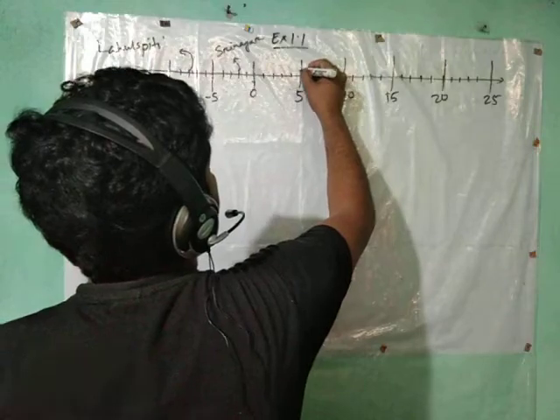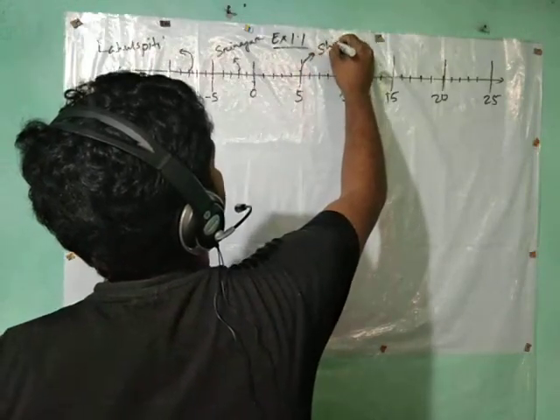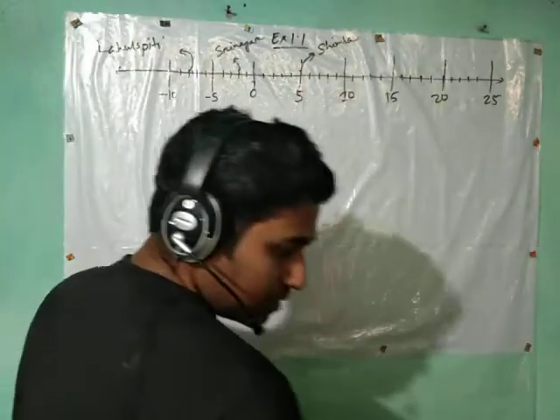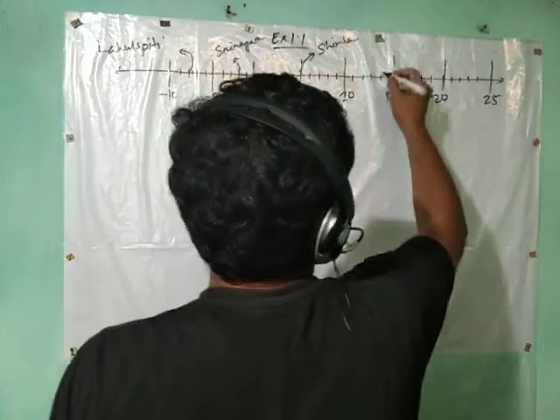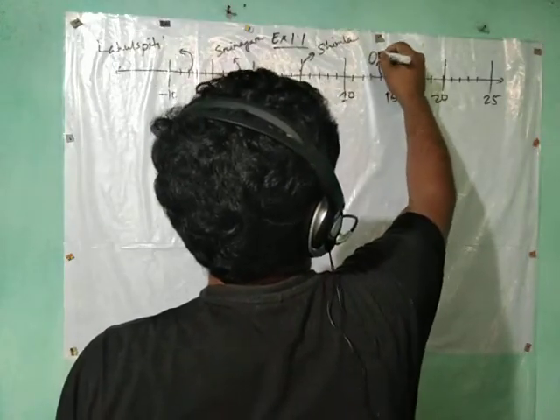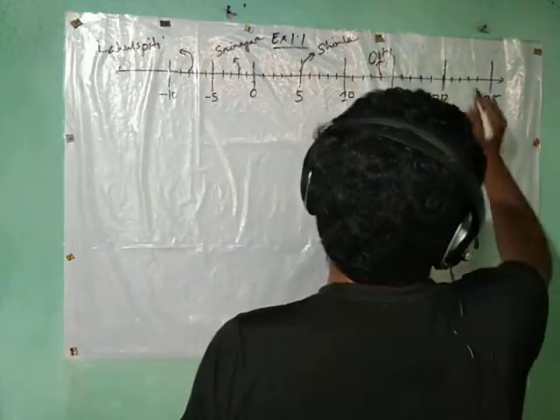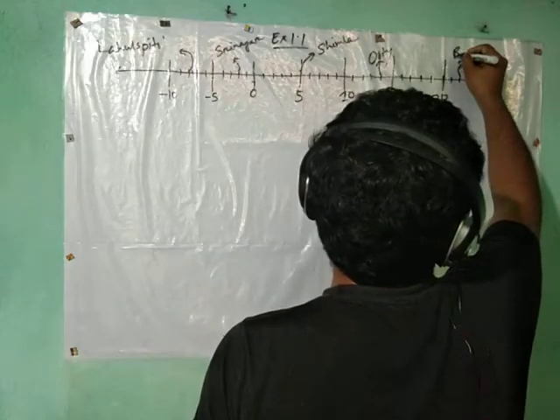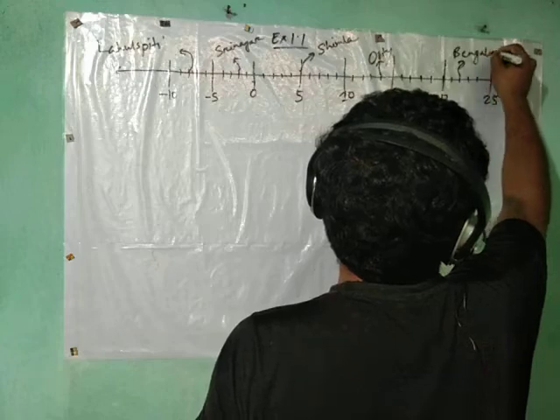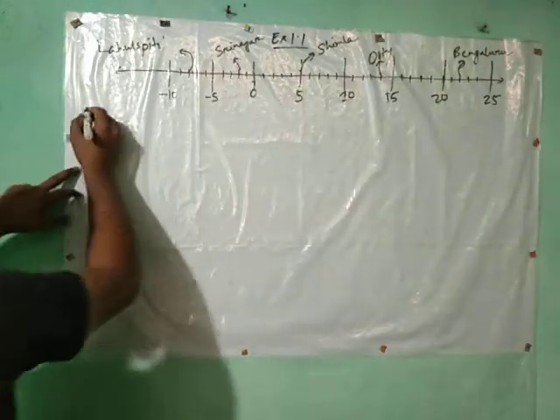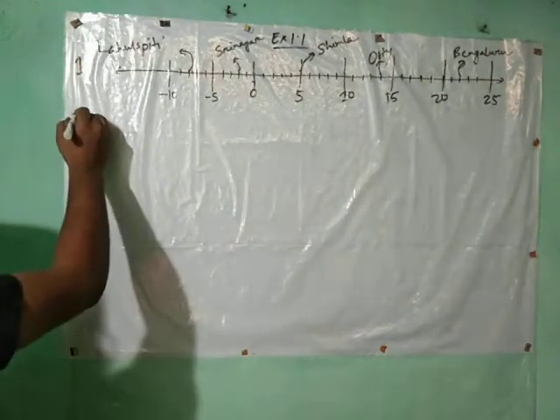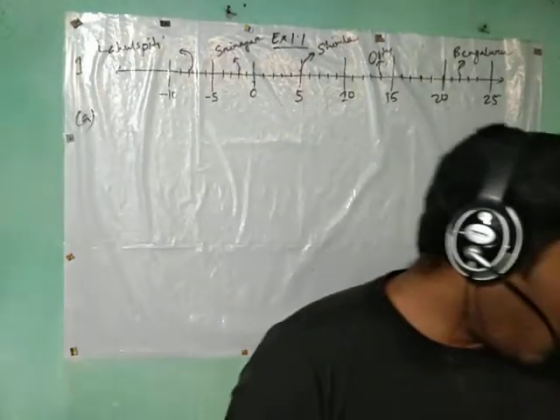Now some more places are also shown here. This is for Shimla. Then Ooty. This is for Ooty. And this is for Bengaluru. Now this is question number 1. Now solution of question number A. What is it asking you? Observe this.